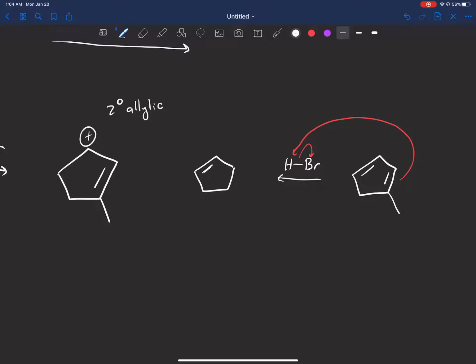So our 2 possible positions for the carbocation are here or here. If I put it there, remember I can't resonate this guy because that carbocation and double bond are too far away from each other. So I'm going to put it right here on the carbon closest to the other double bond. So that's going to be our carbocation. Again, this is just a secondary allylic.